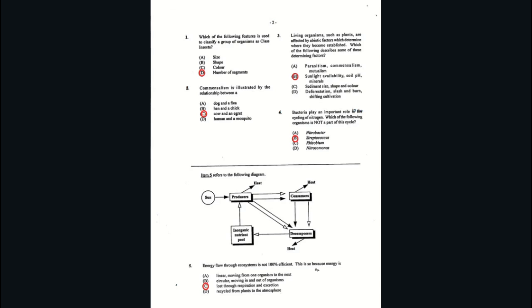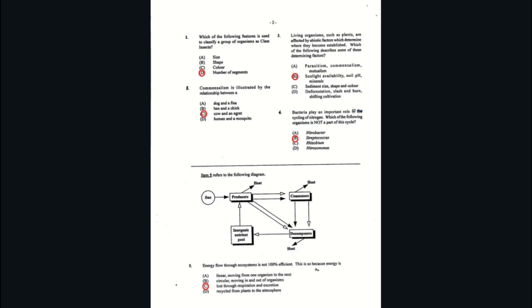So, when you're doing this, ensure that you read the questions carefully and don't rush it. Read it carefully in its entirety. Read the question, read each option, and then pick the answer. So, let's start with number one. Number one says, which of the following features is used to classify a group of organisms as class Insecta? A says size, B says shape, C says color, and D says number of segments, right?